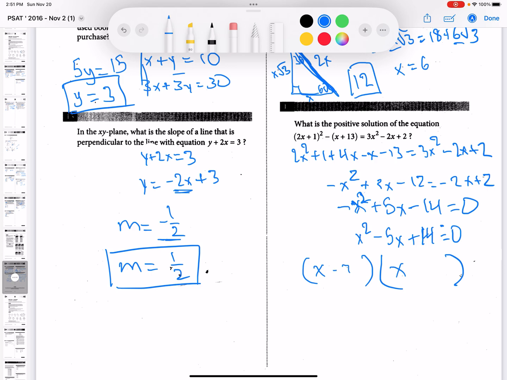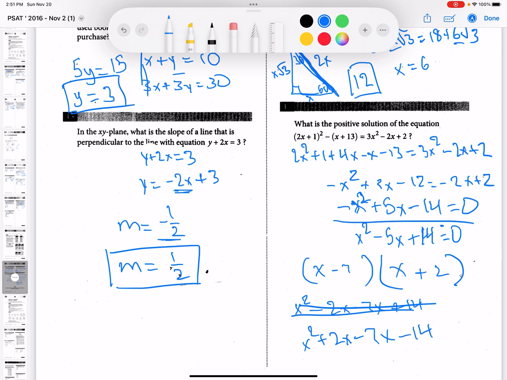I'm going to use minus 7 and minus 2. That'll give me x squared minus 2x minus 7x plus 14. That will not give us the answer. I can try plus 2, so x squared plus 2x minus 7x minus 14. Well, we can refer back to the original equation: x squared minus 5x minus 14.